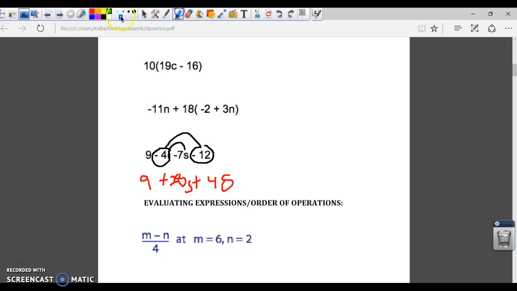So now what I'm going to do is combine my like terms. This positive 9, you see that naked number, and this positive 48. Combining those two will give you 57, a positive 57. So I have a positive 57. This cannot be combined with anything, so I'll just bring it back down: 28s. It was positive 28s. So 28s plus 57.